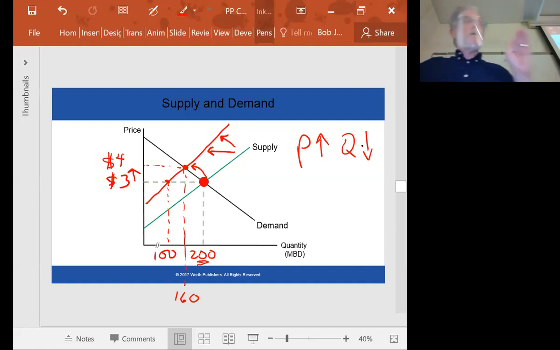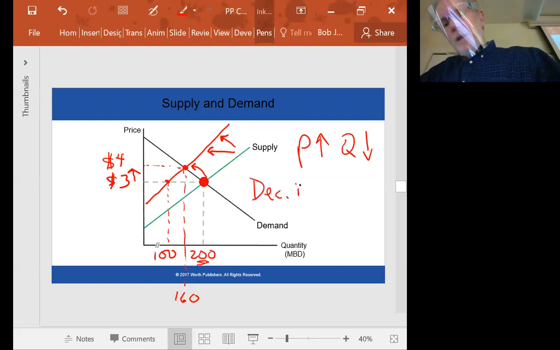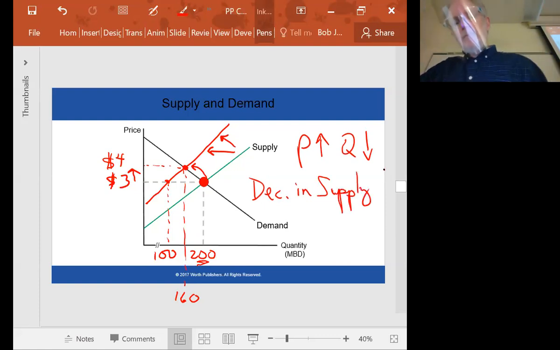Okay? And what caused this? This was caused by a decrease in supply. A leftward shift of the supply curve. Okay? Now, in this problem, did the demand for hamburgers change? No. Demand for hamburgers did not change. If you're not sure, count the curves. How many demand curves do you have? One. The demand did not change.